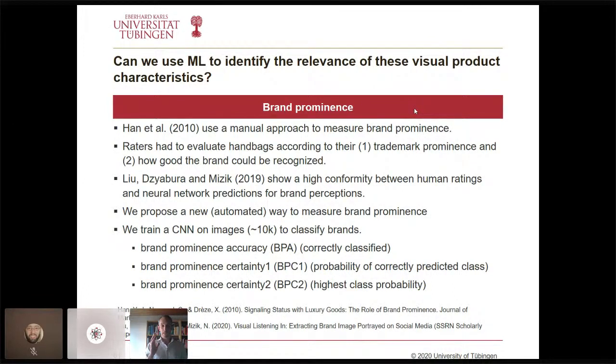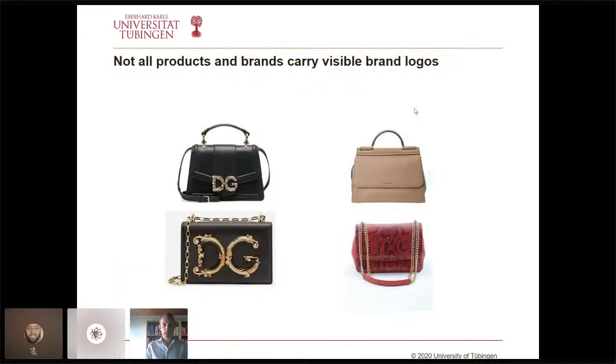And we also look at the probability of prediction. So we use two measures here. One is the probability of the correctly predicted class, but clearly not all products are correctly classified, and hence we here use the highest or maximum class probability. So that's the brand prominence.